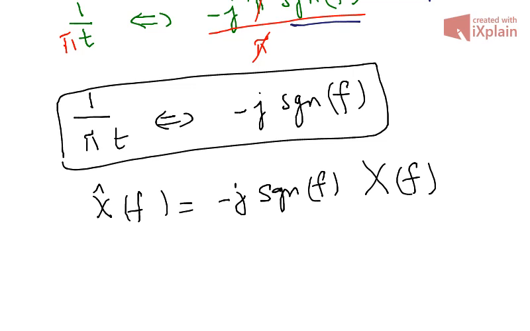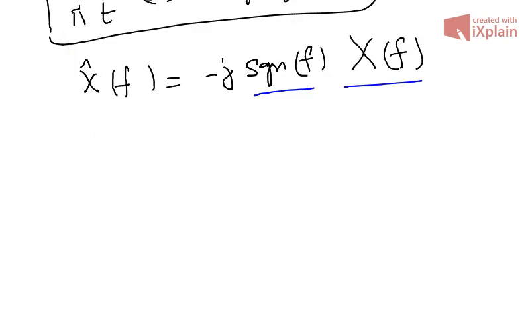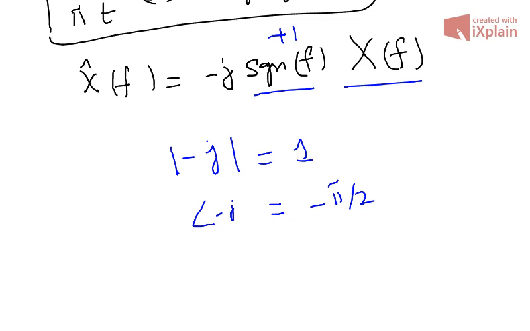Now it is derived from x of f. So x hat of f is derived from x of f. Try to understand this expression. The signum function is positive 1 for positive frequencies. If you observe your x of f, it has a positive spectrum and a negative spectrum. For the positive spectrum, the signum is positive, so you are left with only minus j. The positive spectrum is multiplied with minus j. What is minus j? Just a complex number with magnitude equal to 1, and the phase of minus j is minus pi by 2, 90 degrees.